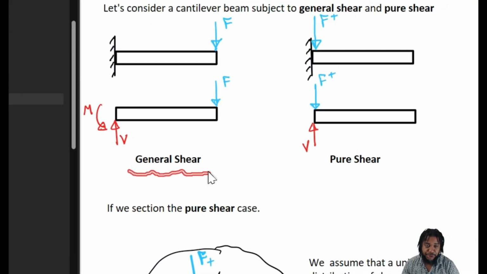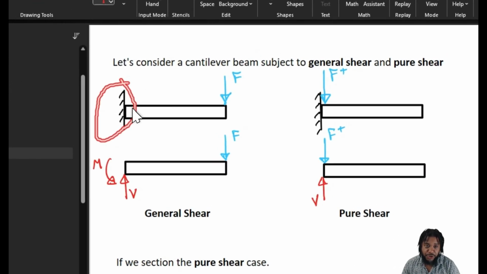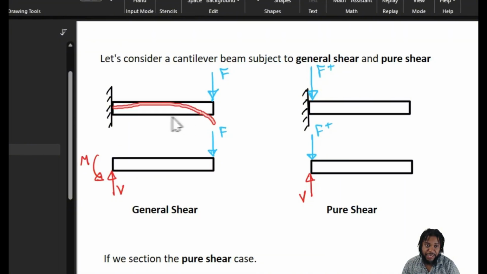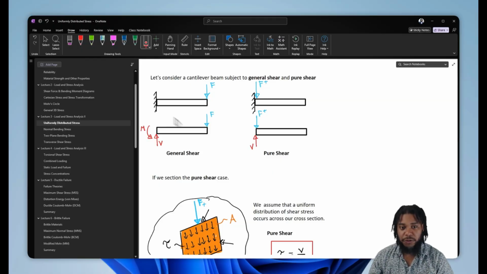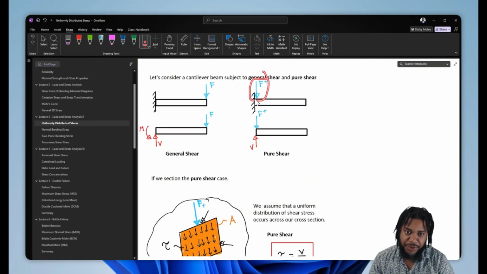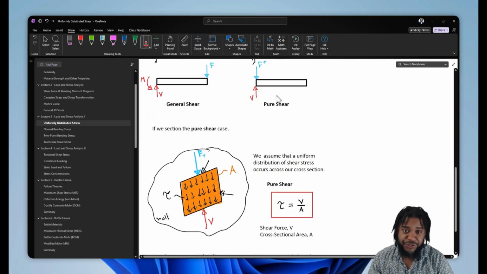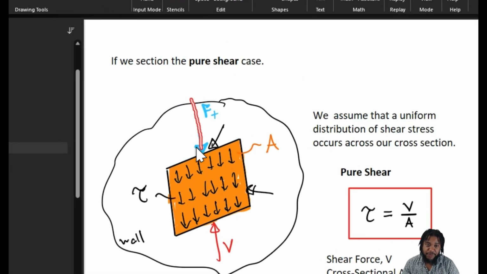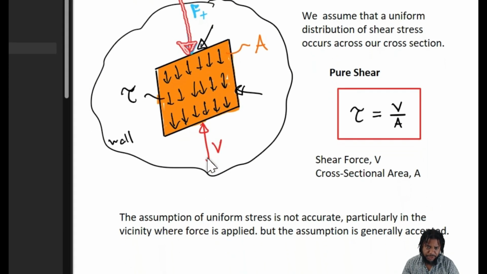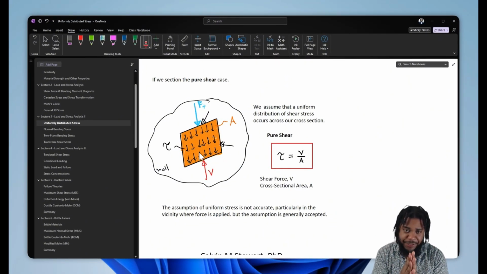Under a case of general shear stress, if we're exerting a force that's far away from the support, then we're going to induce bending into the sample, and we won't have an exact uniform stress applied at the wall, right? So that's really the difference, that shear force is applied very close to the support or an interface in a geometry. If we section the pure shear case, the force that we're applying is right on the wall. There is a support force from the wall. There is very little distance between them.